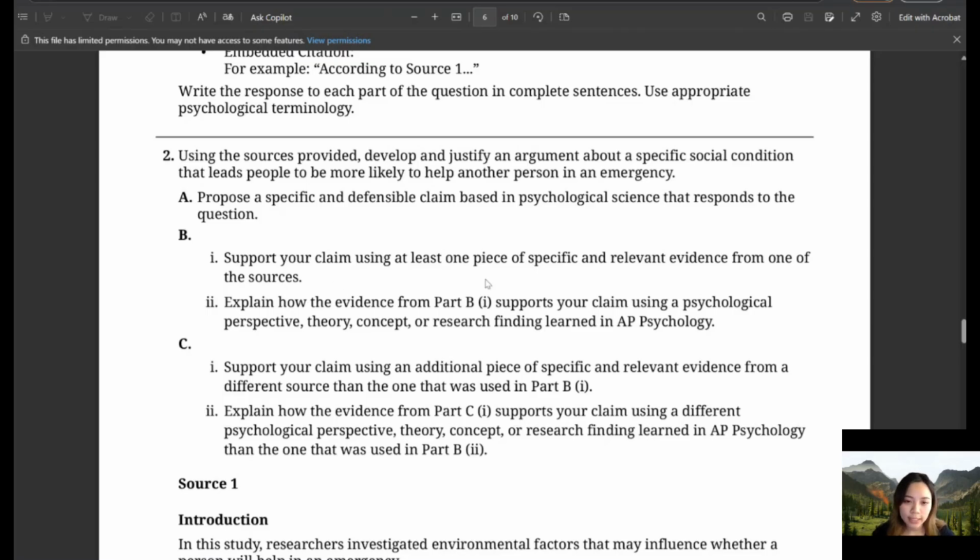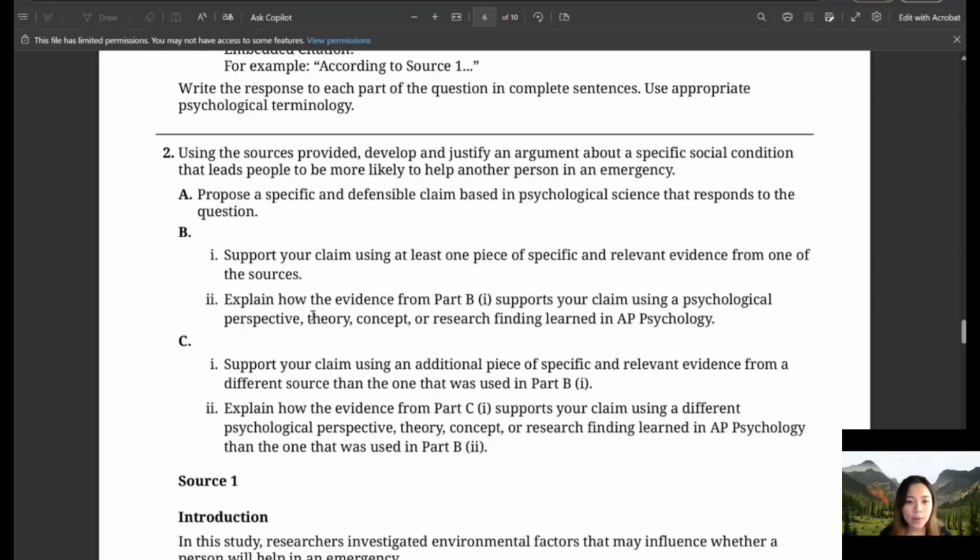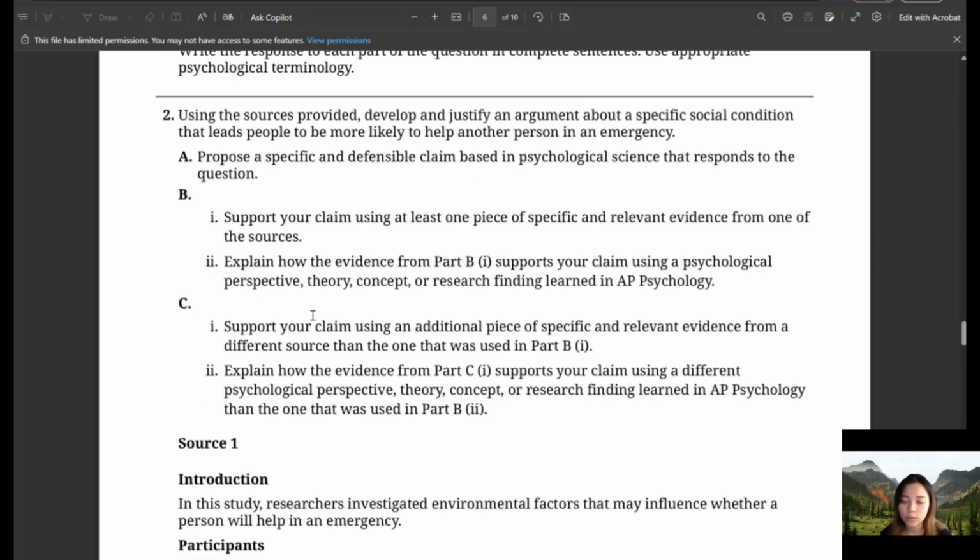Support your claim using at least one piece of specific and relevant evidence from one of the sources. And B has 2 parts. Explain how the evidence from part B, which is the first part of part B, supports your claim using a psychological perspective, theory, concept, or research finding learned in AP Psychology.